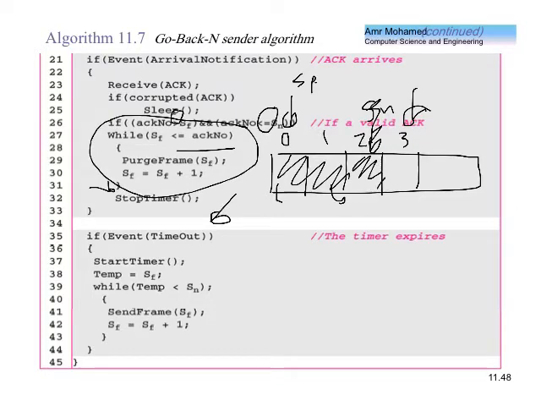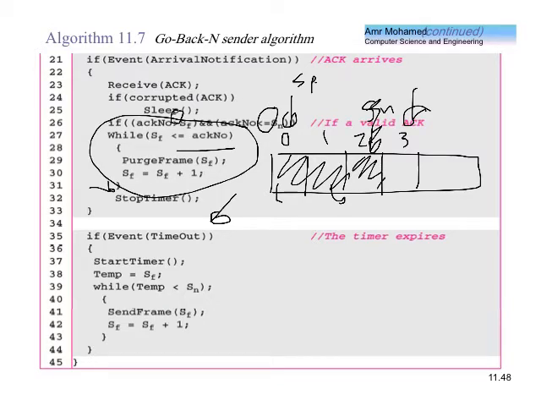When the timer expires, then what I need to do is that I have to go from the beginning of the window. That's why I have to go from SF. SF points to the beginning of the window. Okay? And start the timer, and then I put the temp equal to SF.